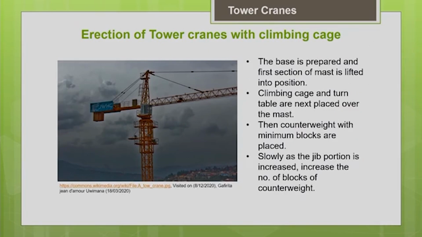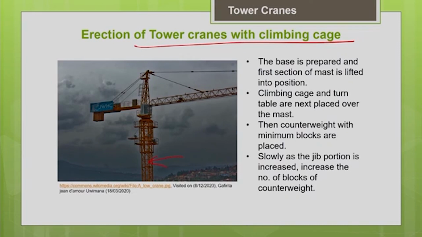Now, let us see how the erection of the tower crane is done with the climbing cage. In modern tower cranes, we have this climbing cage facility, which facilitates the self-erection process of the crane. First, you have to prepare the foundation for the tower crane. That is very important. You have to prepare a heavy foundation according to the requirement, put in heavy reinforcement, and then bolt the tower sections to the foundation.